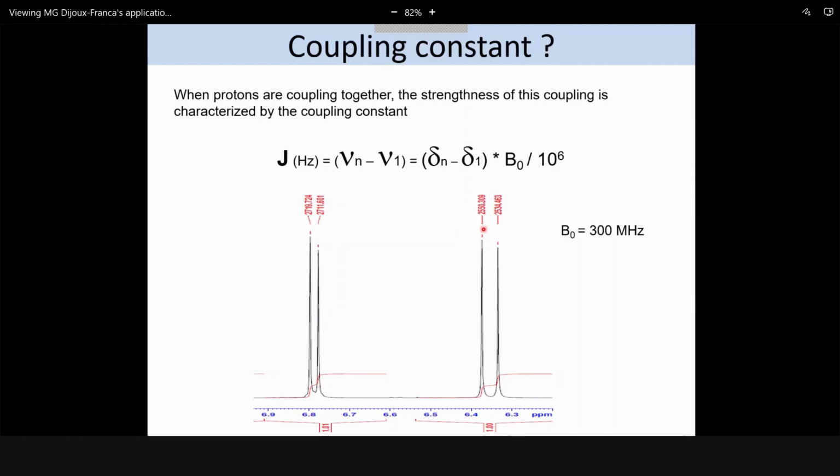But to calculate the coupling constant, as we use the frequency, we can make the difference directly. The coupling constant in this signal will be the difference between this frequency and this frequency. We make the difference, this number minus this number, and as these numbers are in hertz, I will have the coupling constant in hertz directly.